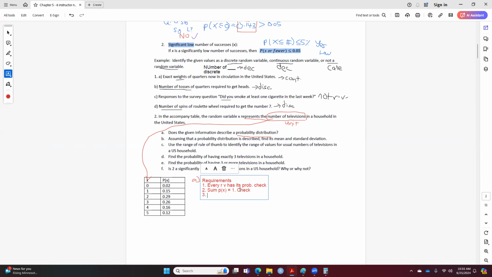Okay. And the next one is the probability is between 0 and 1, included. So your probability has to be between 0 and 1. That one is an easy check by looking at this. 0.02 is between 0 and 1. 0.15, 0.29, 0.26. Every single probability you see here is between 0 and 1, inclusive. So this is checked here. Since they are checked, the requirements are met. Okay, so this is how we do this first question when they ask you, does the given information describe a probability distribution? You're checking for the requirements. Okay.